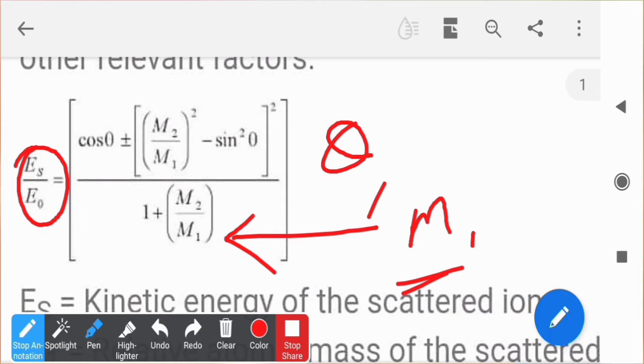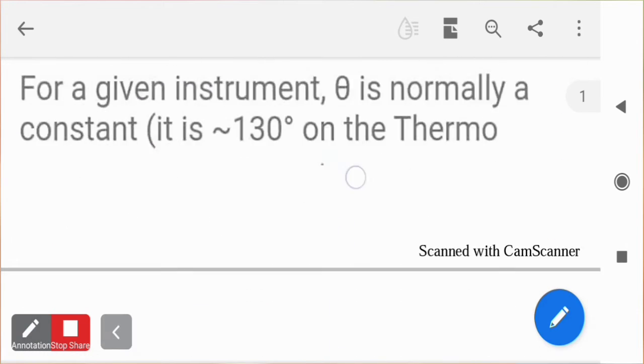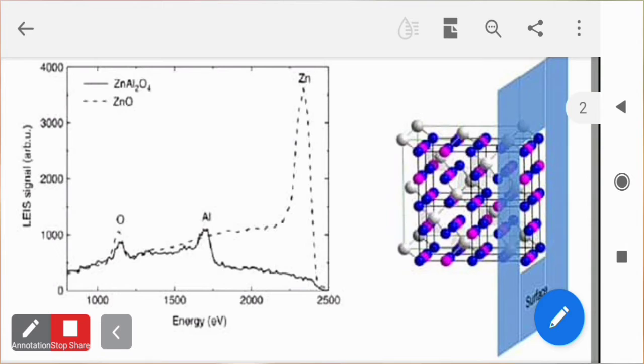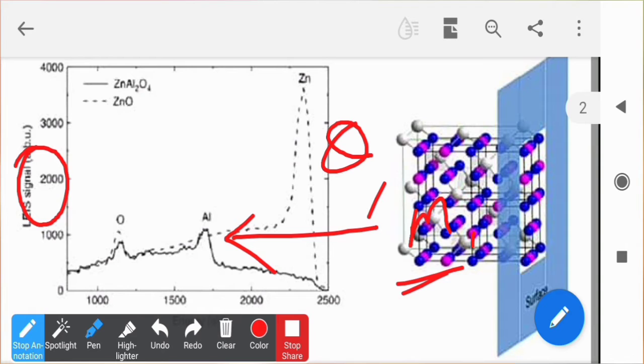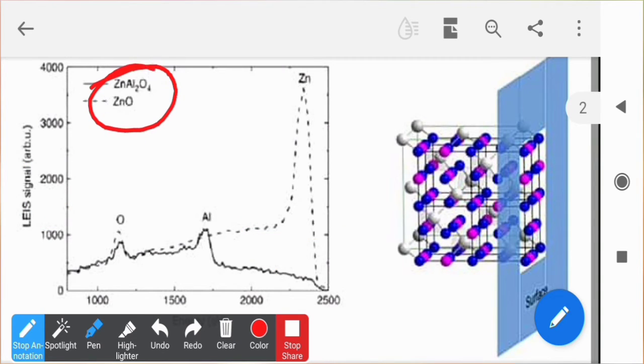The main advantage of this low energy ion scattering technique is that we can determine the surface composition exactly. In the previous Rutherford backscattering technique, since we use a large amount of radiation, there might be some interaction below the surface layers. Suppose in this example we have zinc aluminate, a type of alloy used here.